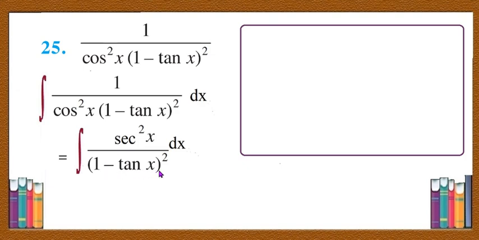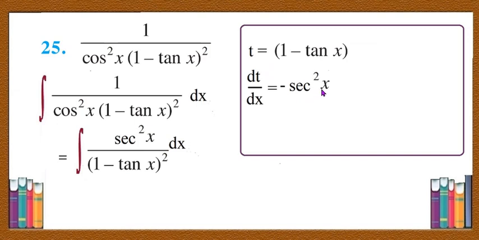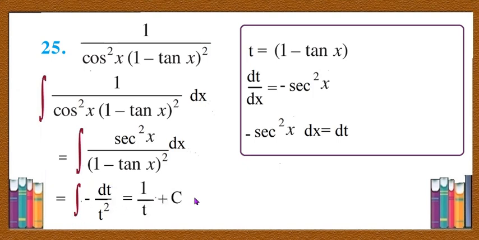If you make the substitution t is equal to 1 minus tan x, dt by dx equals minus sec square x, and that's why sec square x dx is equal to minus dt. And if we make the substitution here, integration of minus dt divided by t square, because 1 minus tan x is t, and integration of minus 1 by t square is 1 by t plus c. And what is t? t is 1 minus tan x. Therefore the answer is 1 by 1 minus tan x plus c.